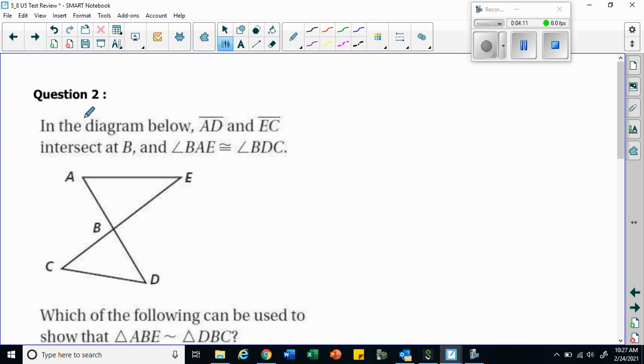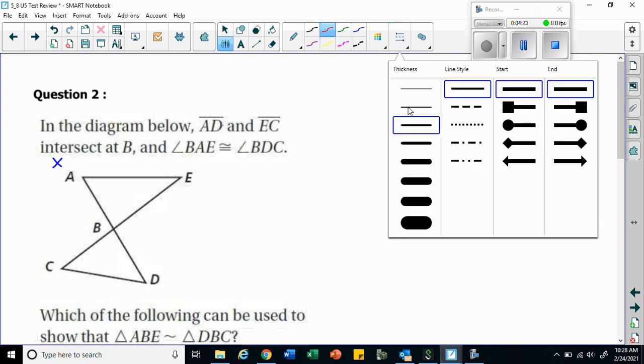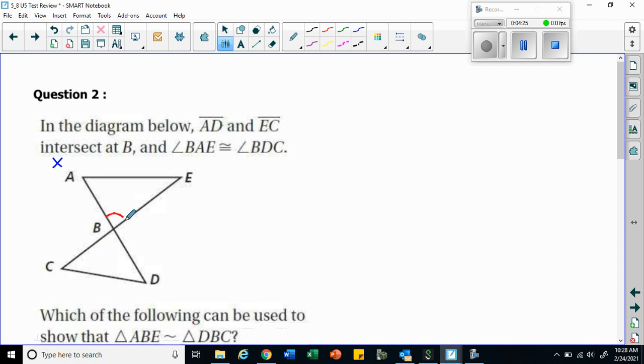Question number 2 reads, in the diagram below, AD and AC intersect. Now remember, anytime you see the word intersect, that means they make an X, and we automatically know that we have vertical angles. They're telling us that these two lines intersect to make an X, which means they're going to be vertical angles. So vertical angles at B.